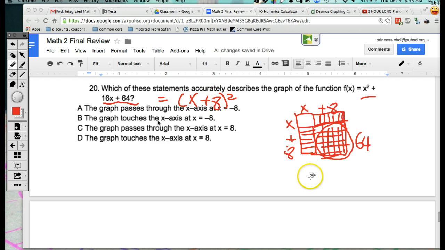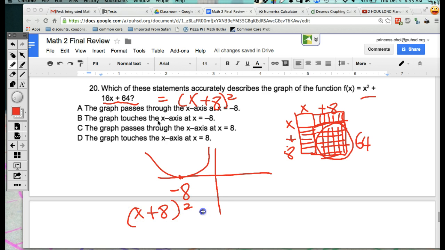If you were to graph this, it's going to look like this. This is going to be negative 8 right here, and it's going to look like that. Why is it going to look like that? Because when you say that x plus 8 squared equals 0, then you know that x plus 8 has to equal 0. Because 0 squared is 0, right? So then, x plus 8 equals 0. So if you subtract 8 from both sides, what do you get? X is negative 8. So that's how I know that the graph is going to touch the negative 8, but it's not going to pass through it.